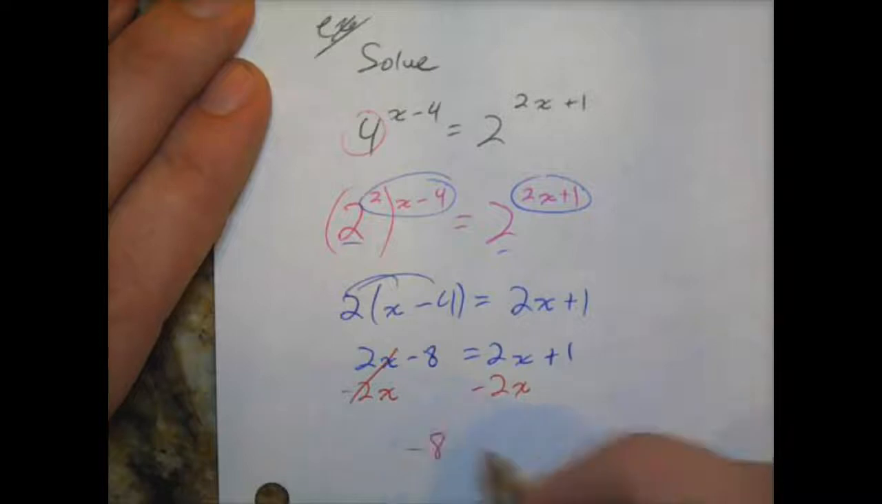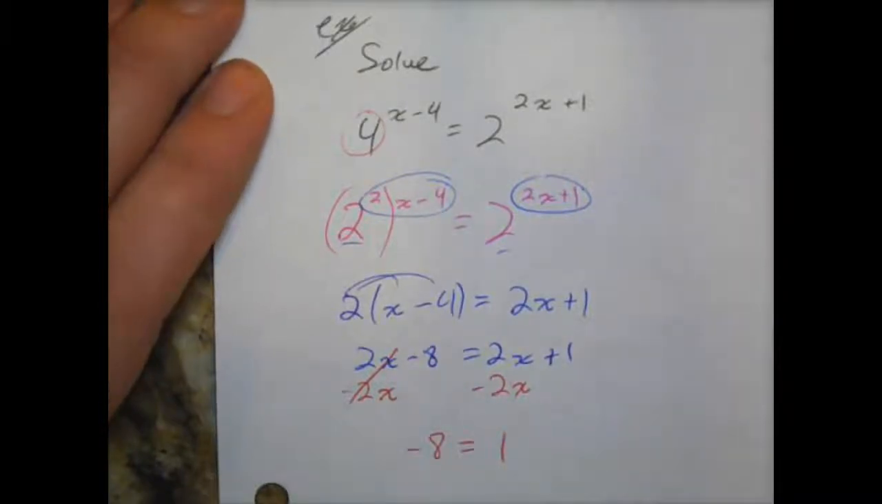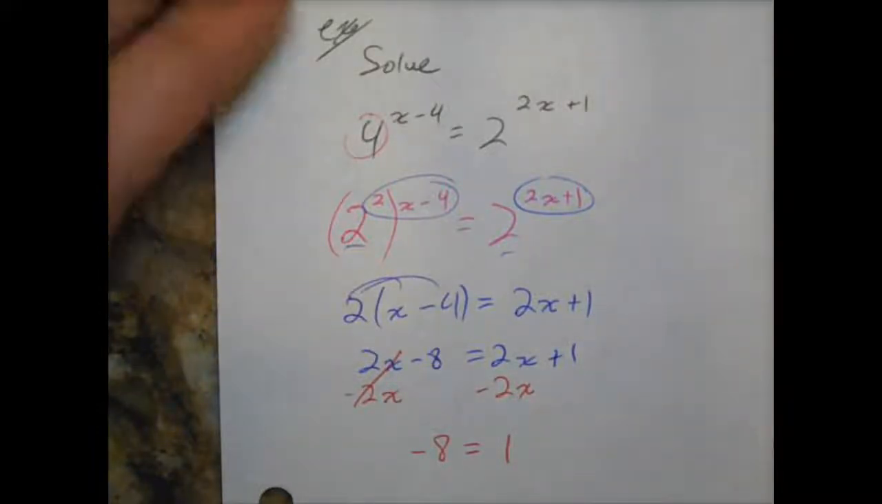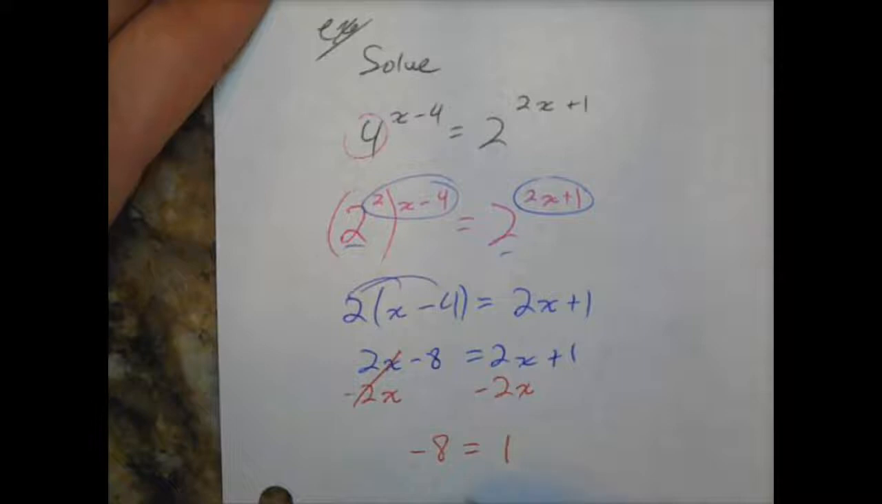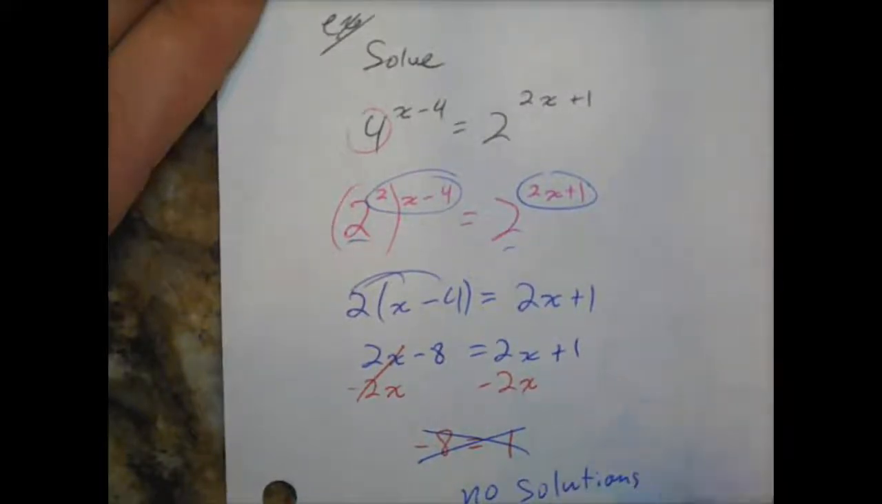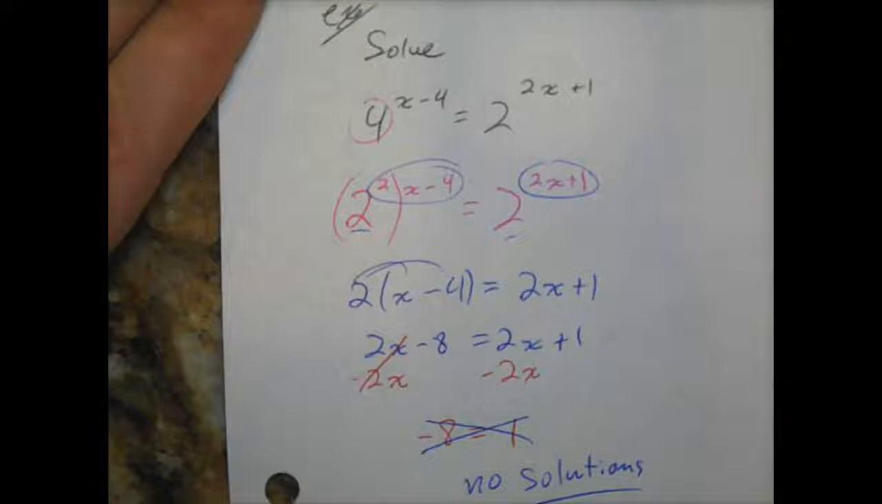Uh-oh, I have negative 8 equals 1. Does negative 8 equal 1? Is that the same exact number? No, it is not. No, not even close. That's like 9 units off. So since we have gotten to the end, and that is not a true statement, this would have no solutions. There is no possible answer that I can put in for x such that those would be equal to each other.